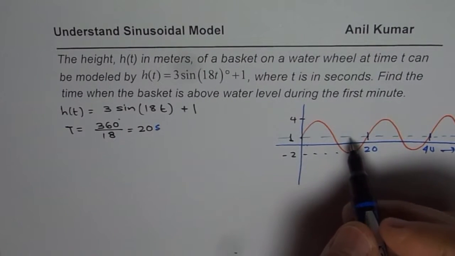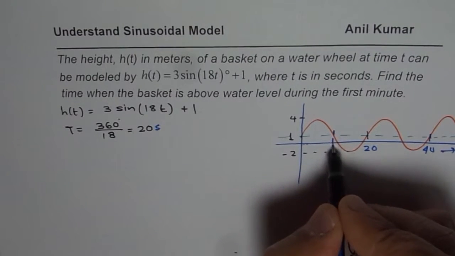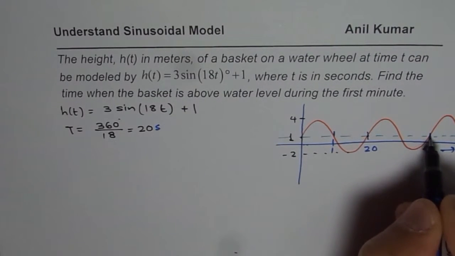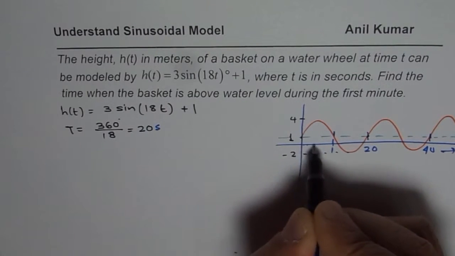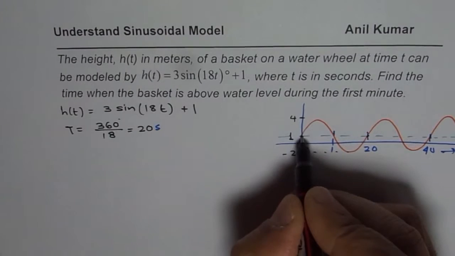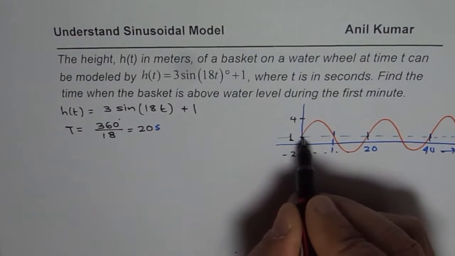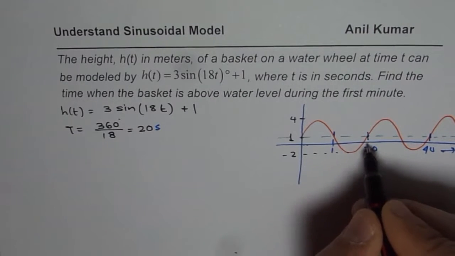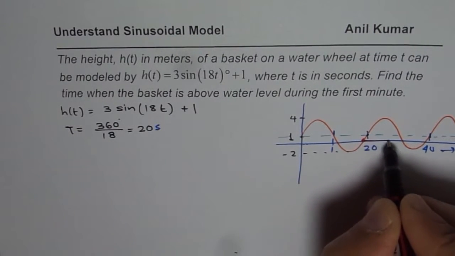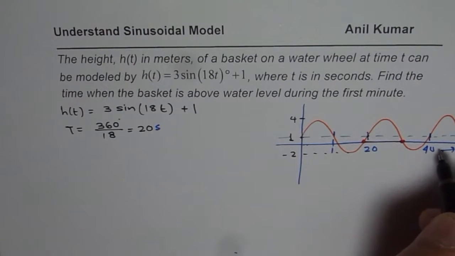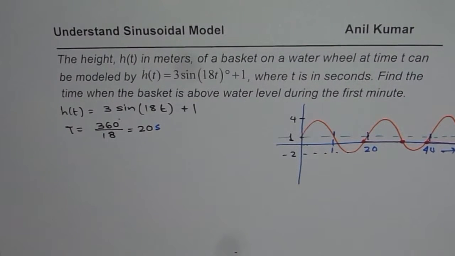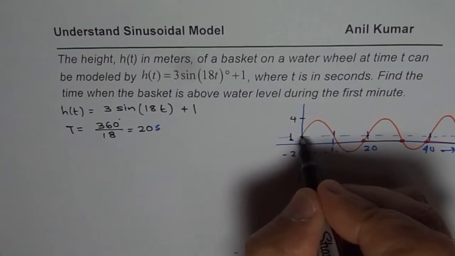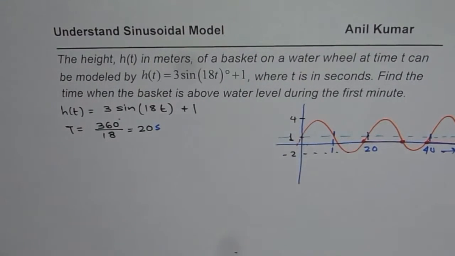So you have to find the duration from here to this, and then again it repeats. Do you see that? That is the duration which you are interested in finding. During this time, it is above water level, from here to here. That is the duration above water level, and you have to find it in the first minute, so up to 60 seconds. So basically you could think like this and then figure it out.